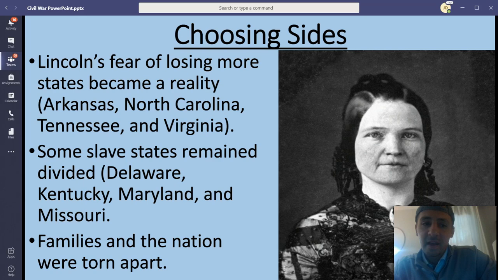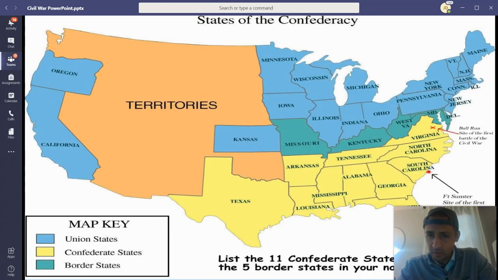Let's talk about choosing sides. So Lincoln now was scared. Here is our map of what the country looked like at the time. And you see a whole bunch of different colors here. Every map kind of has different colors. So in the South, which is represented as yellow here, those are the Confederate states. These are the ones that have already removed themselves from the Union. They say, we're out, we're starting our new country. They're slave states, they're out, okay?